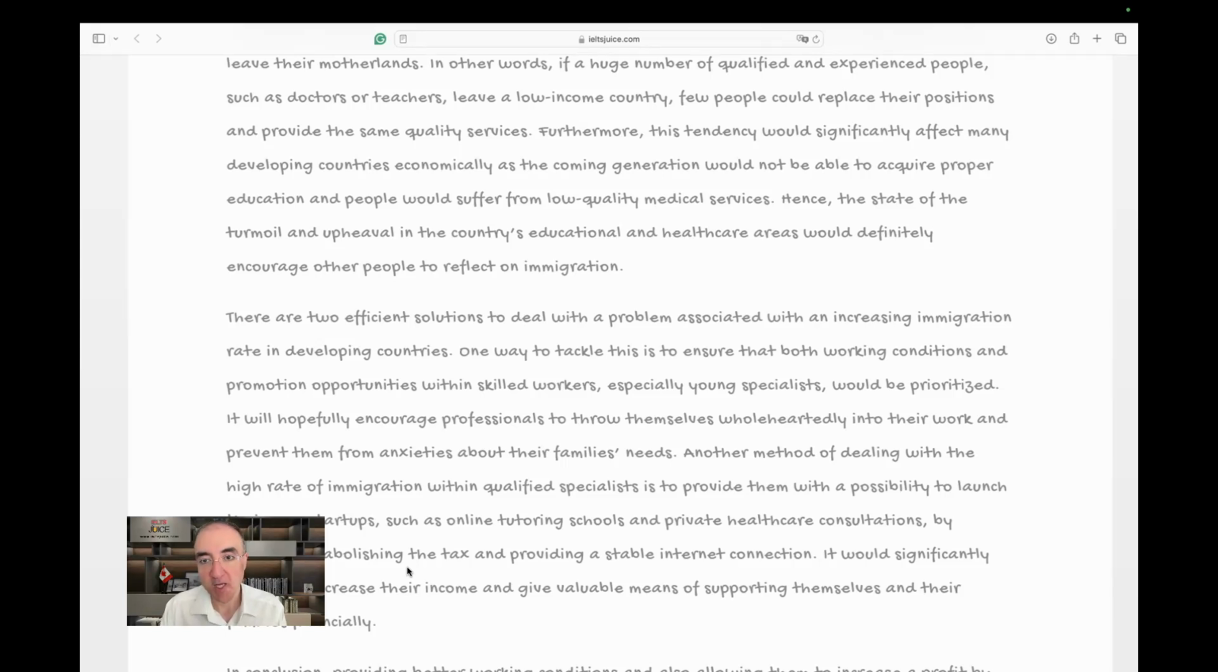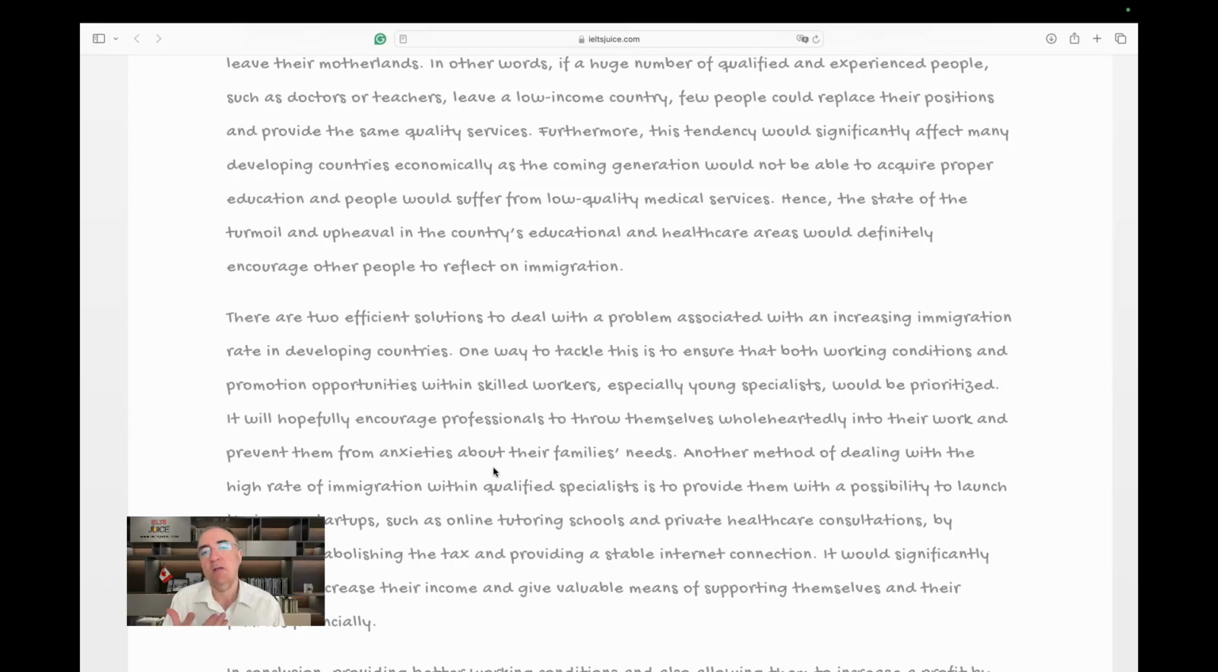One way to tackle this is to ensure that both working conditions and promotion opportunities within skilled workers, especially young specialists, this one is correctly punctuated. Yeah, I need a bracketing comma here because that's just extra information. Would be prioritized. Oh, okay, good. Yes, promotion opportunity within skilled workers, especially young specialists, would be prioritized. So this one solution is to focus on young skilled workers. It will hopefully encourage professionals to throw themselves wholeheartedly.